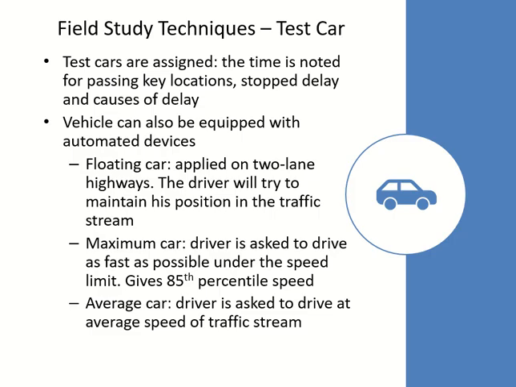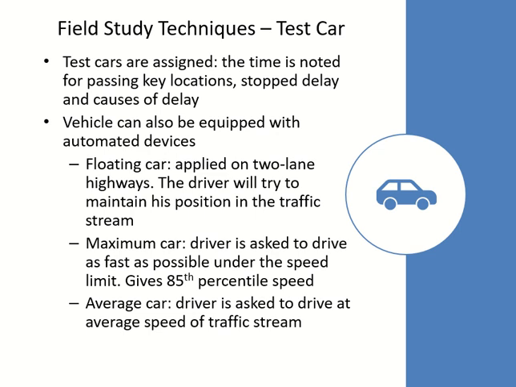Then we have the maximum car. In maximum car, you are on a multi-lane highway and you ask the driver to go at high speed. The purpose of this method is to get the 85th percentile speed of the highway. This is the speed which we use in design, and the speed which we use for speed limits as well. So if I want to know the suitable speed limit for a multi-lane highway, I will do the maximum car there. Again, maximum car is a variation of test car.